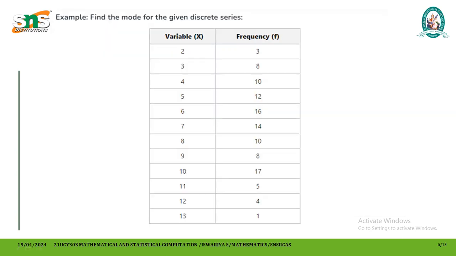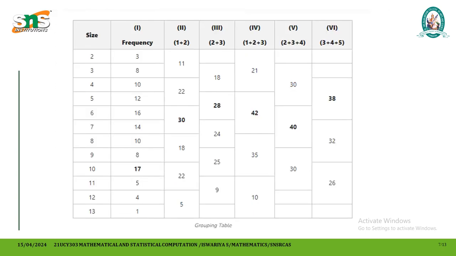So next we are going to see a continuous series. Here a set of variables and frequencies are given. We have to find the mode for this problem. So in this problem we are going to use a grouping table and analysis table. So first we write the same question given in the table. So the size and frequency are given. So after that we have to group the frequencies.